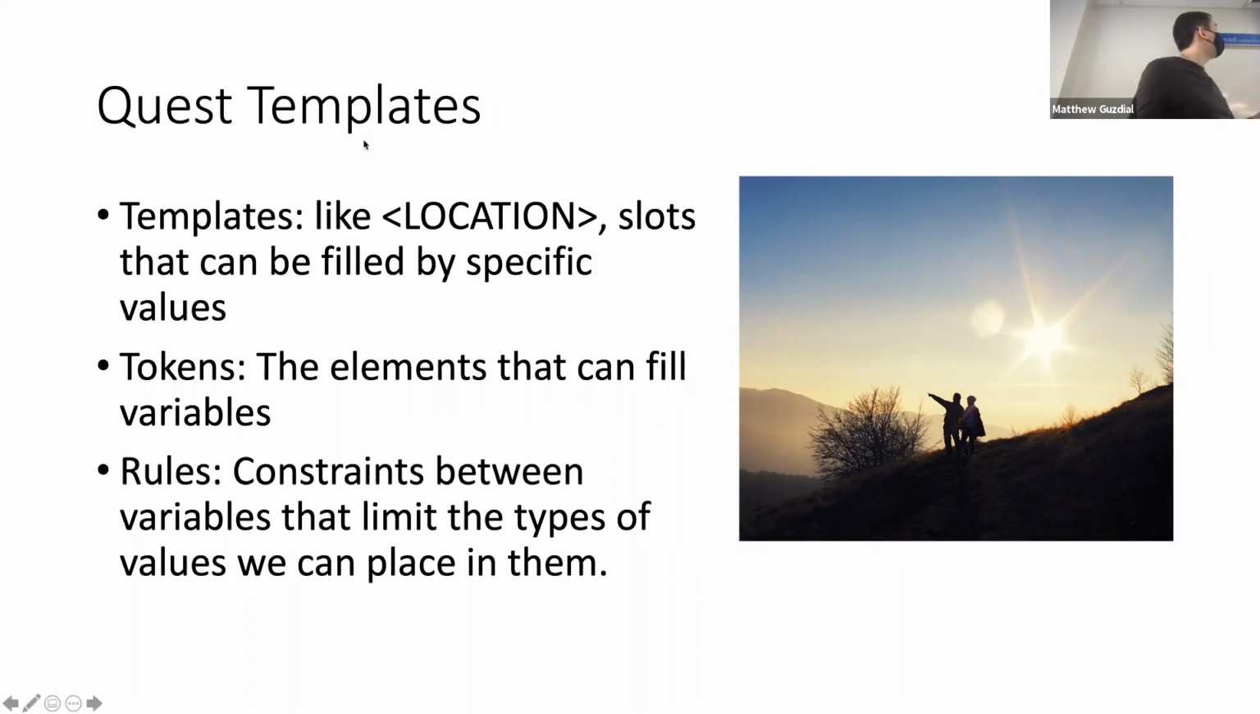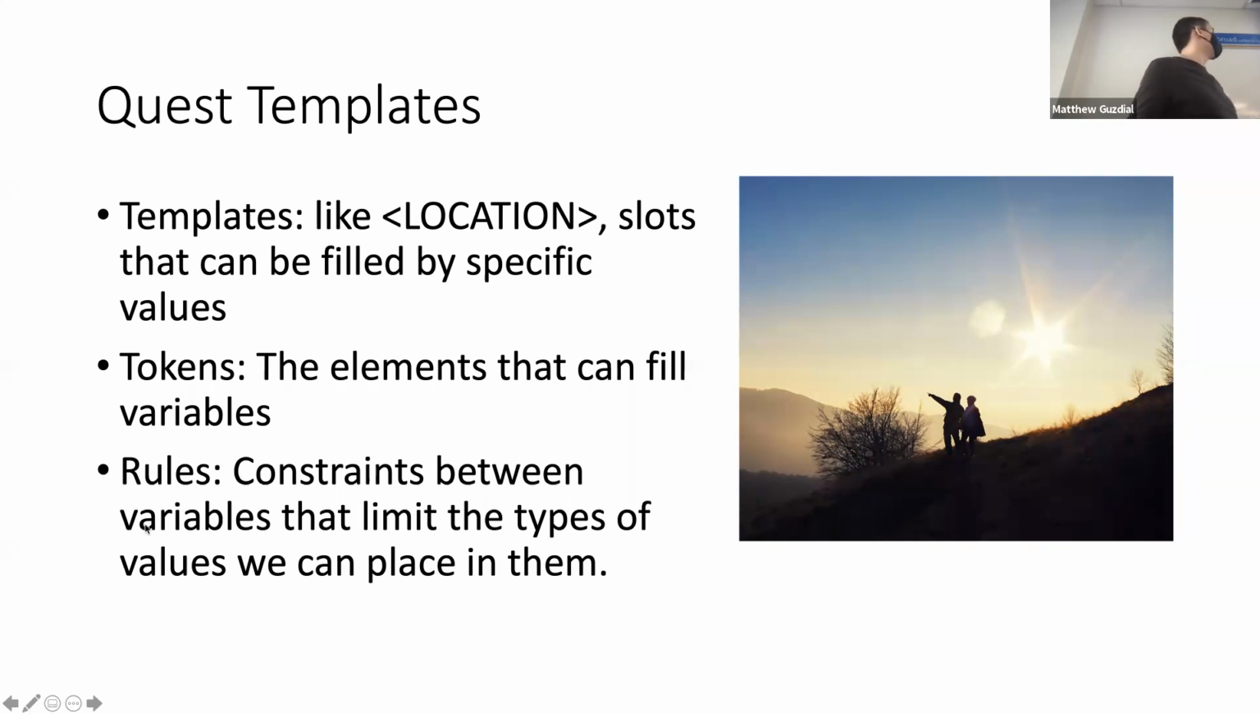We're going to have some location slots. They could be filled with specific values, or NPC or enemy, specific slots that can be filled with specific tokens. And then we're going to have the possible tokens that could fill those variables, potentially by looking at the player's game and saying, okay, what enemies have you seen? What locations have you seen, et cetera.